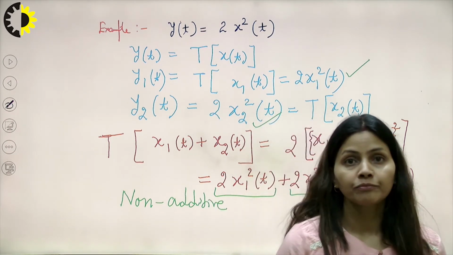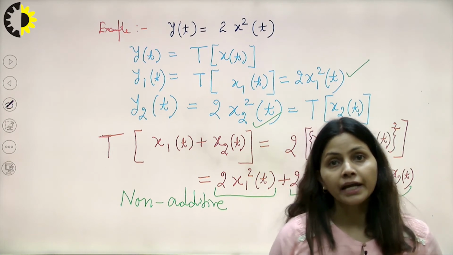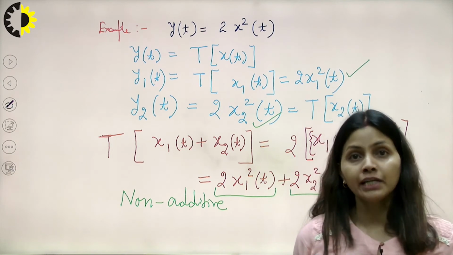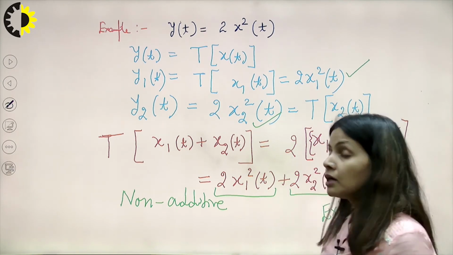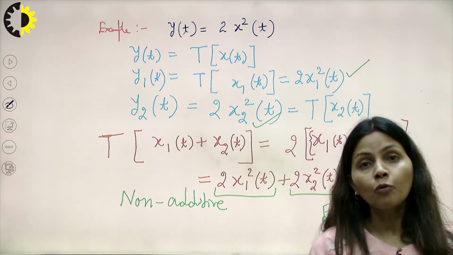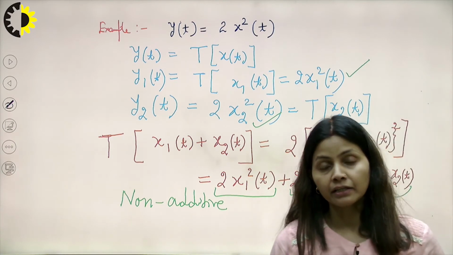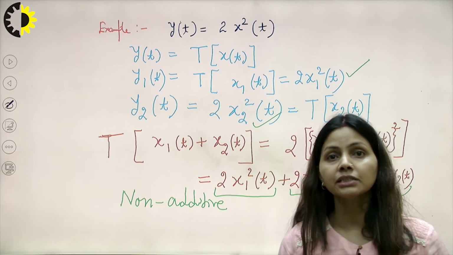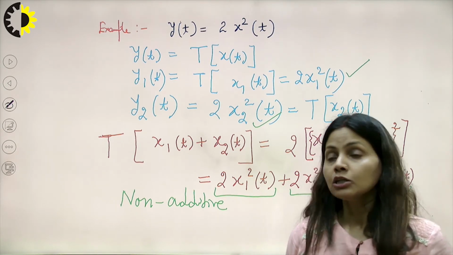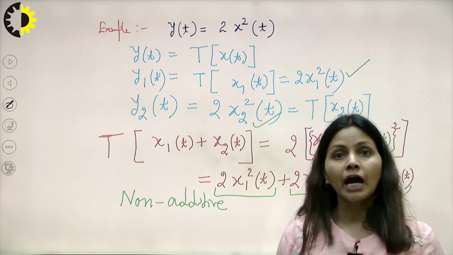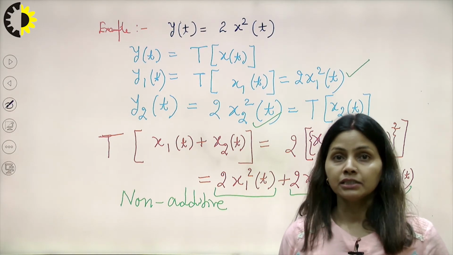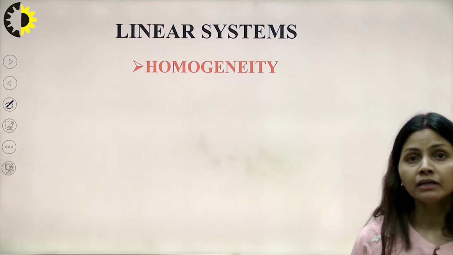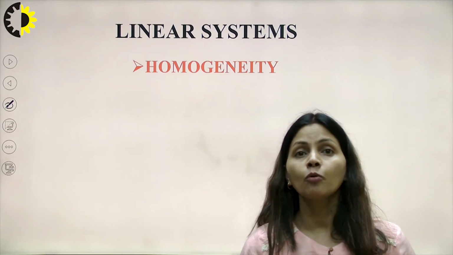Non-additive system. So, if this is a non-additive system, that means it should be non-linear also, because if I am having two properties together, then I can say that it is a linear system. Since this system is non-additive, it can't be a linear system. Now, coming to the next property for a linear system, that is homogeneity.